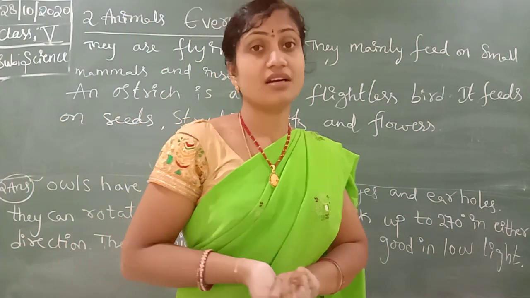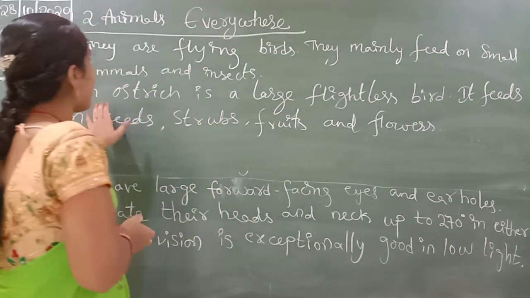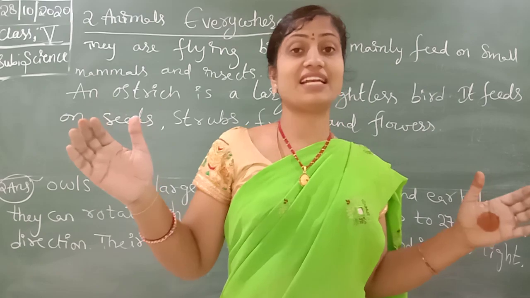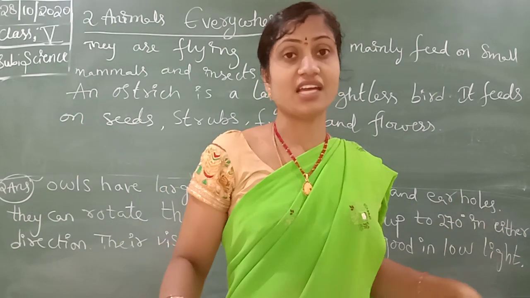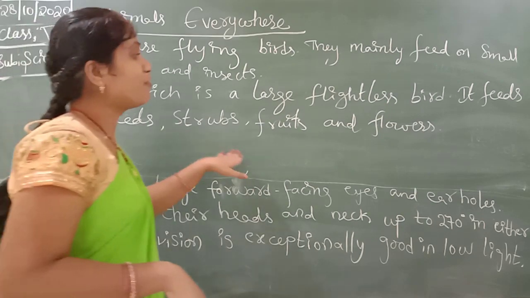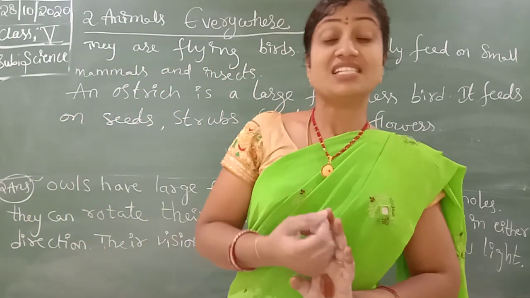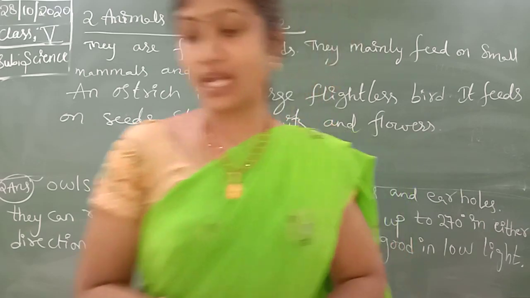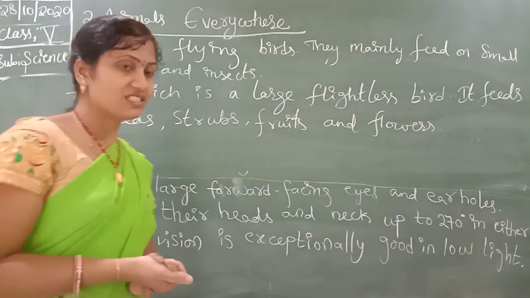Next, an ostrich is a large flightless bird. It cannot fly. It feeds on seeds, shrubs, fruits and flowers. I hope you understand, children. Next.